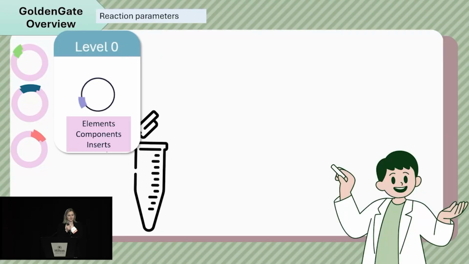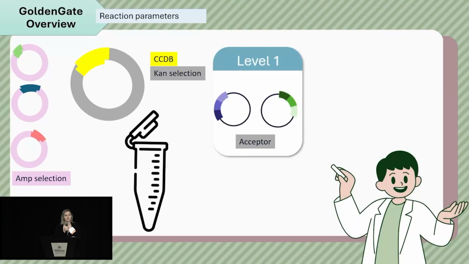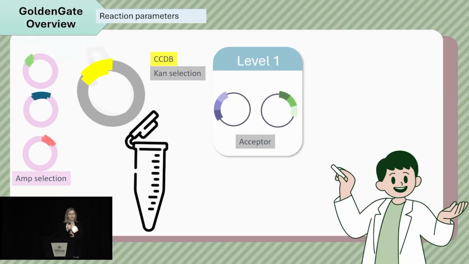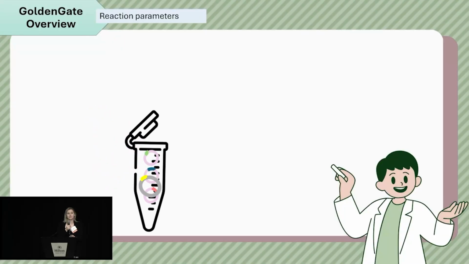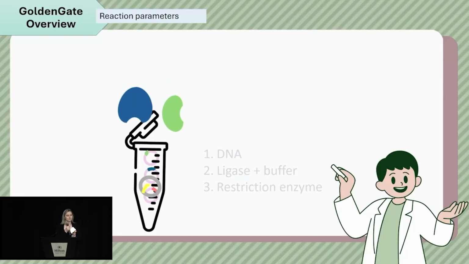So as I've mentioned, you'll have those level 0s, your elements, your components, plasmids, and they'll typically have a selection such as AMP or chloramphenicol. You'll also have an acceptor. In this case, I'm using a kanamycin selection, and you'll notice that it has a ccdB gene. So this is a toxic gene that will help select against an undigested backbone or acceptor. And the ccdB gene is what will be replaced by your inserts. So once you add your appropriate DNA to your reaction, all that's left is adding a ligase and a buffer and a restriction enzyme. And that's all.